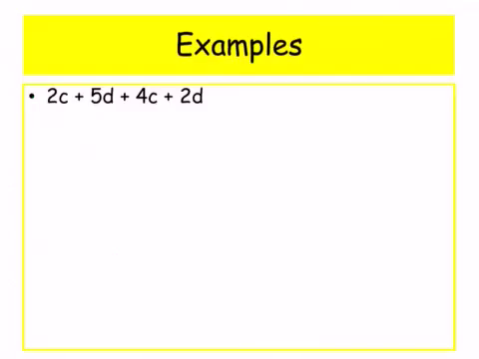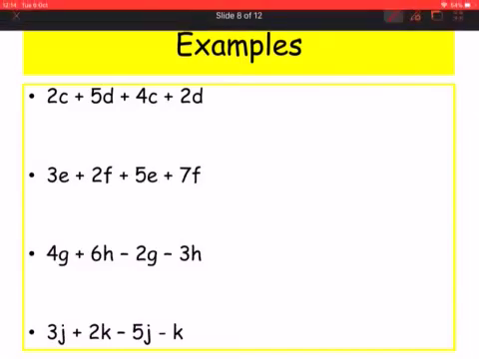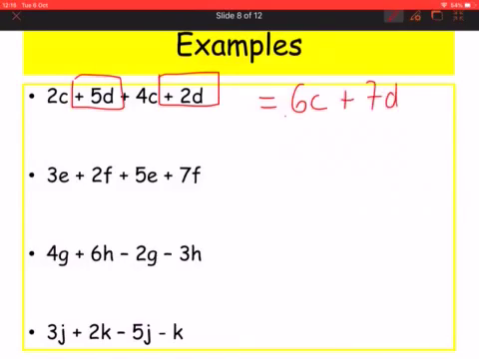Let's move on. So I've got some more examples here that are a little bit trickier. So I've got, for this one here, 2C plus 5D plus 4C plus 2D. Let's look at the C's first. I've got a 2C here and I've got plus 4C here. 2C plus 4C is 6C. Now I'm going to just get rid of that answer. Let me put that 6C back in there. Now let's look at the D's. I've got a 5D there and I've got a 2D there. 5D plus 2D is 7D, plus 7D on the end. And that's my final answer.